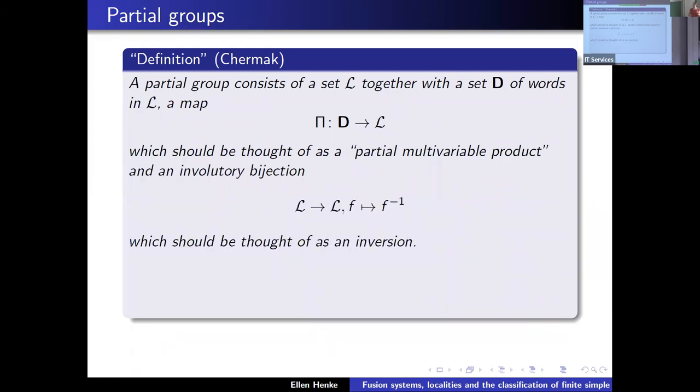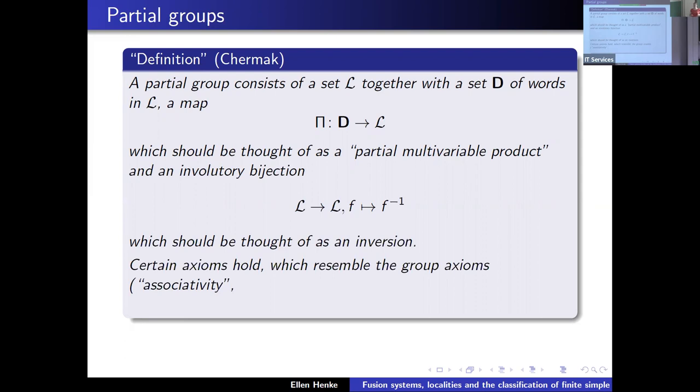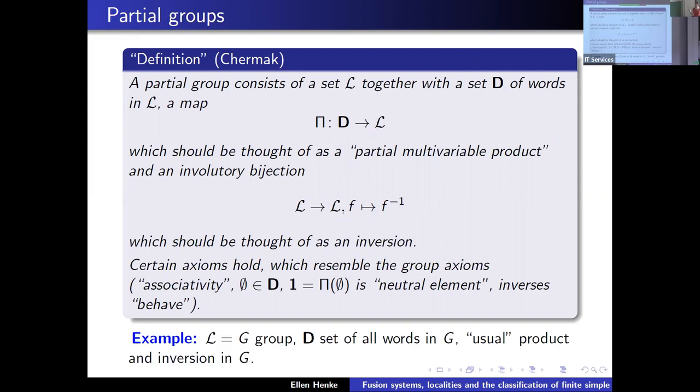And then there's also an involutory bijection, which should be thought of as the inversion. And then, of course, we want certain axioms to hold, which resemble the group axioms. So there's some notion of associativity. Then the axioms also imply that the empty word, which I denote by the empty set symbol, is in D. So in particular, we can form pi of the empty word, and this is what we usually call 1, and it behaves as a neutral element. And inverses are also, in some sense, well behaved. They behave as inverses should behave. The first example which comes to mind is, of course, a group. If you take a group, then it is a partial group where the product is defined on all words.